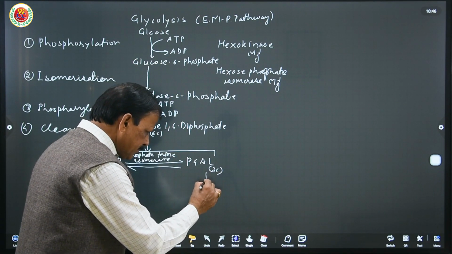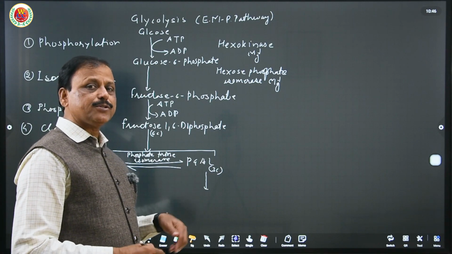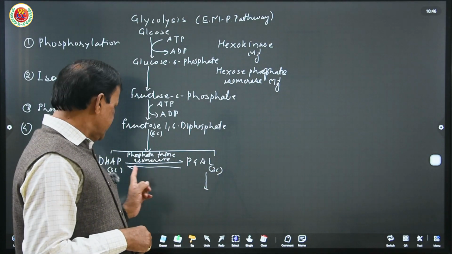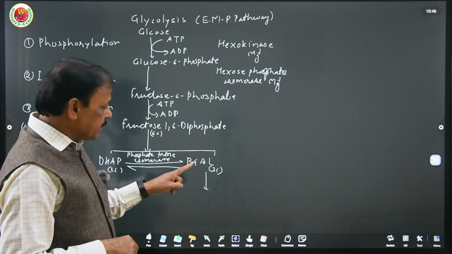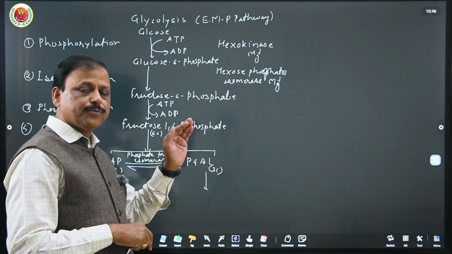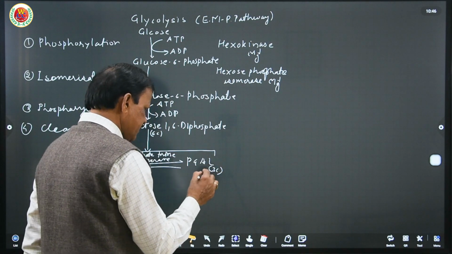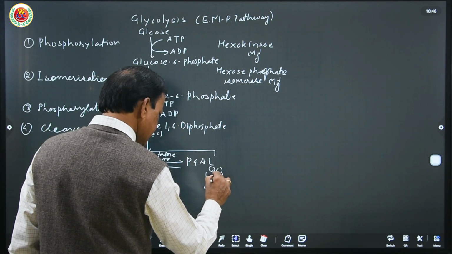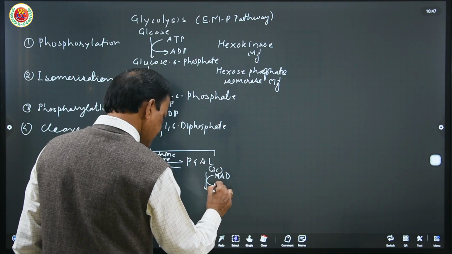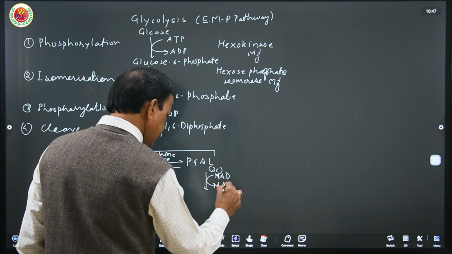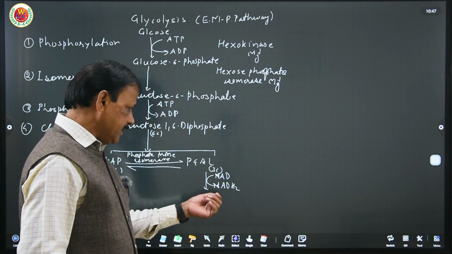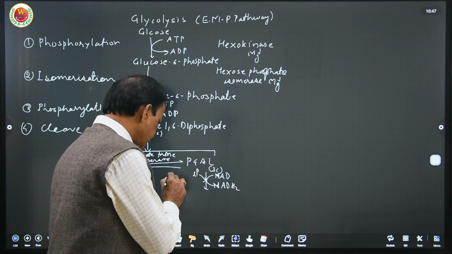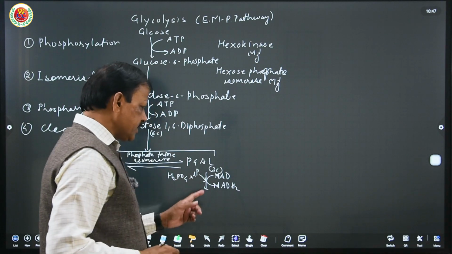Now one molecule of PGAL is not sufficient to produce 2 molecules of pyruvic acid. Therefore DHAP is converted into PGAL, and then the 2 PGAL undergo a process called dehydrogenation. It happens in the presence of PGAL dehydrogenase, and NAD is converted into NADH2 as a byproduct, as well as there is addition of phosphate from H3PO4, that is phosphorylation.